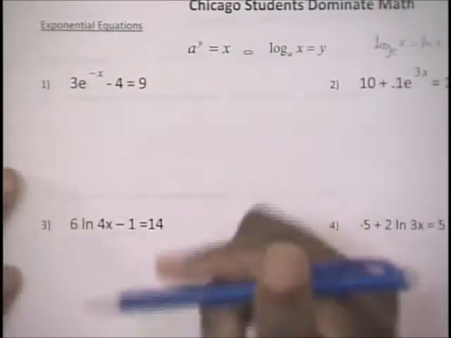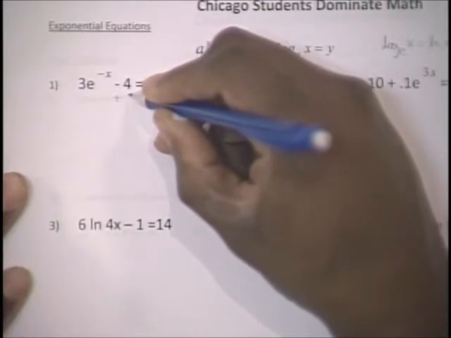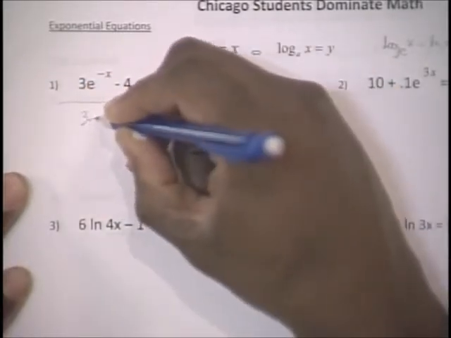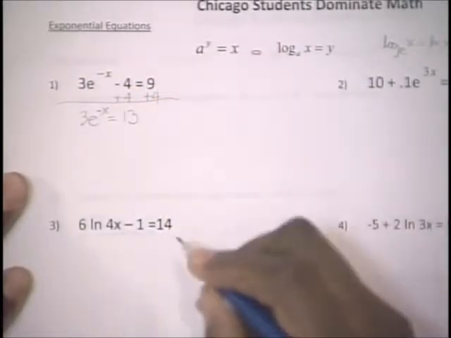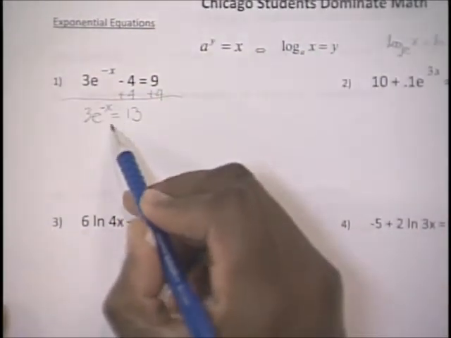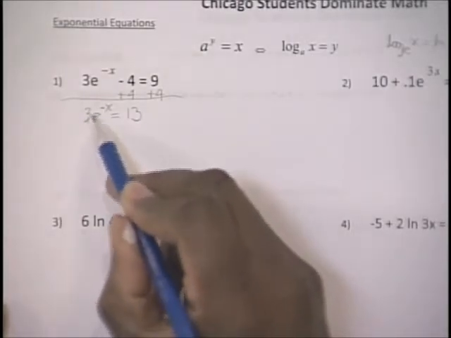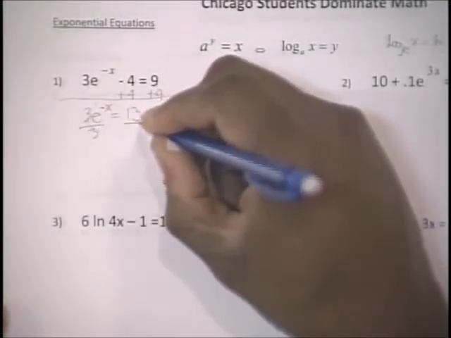So you begin these problems as you would most linear equations. You'd add the 4 on both sides. All right, so you have 3e to the negative x is equal to 13. So you want to isolate. With most linear equations, you want to isolate a variable. In this case, you're isolating the e to the negative x function. So let's divide by 3.